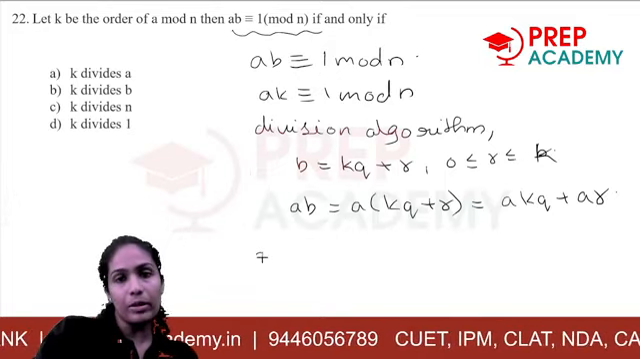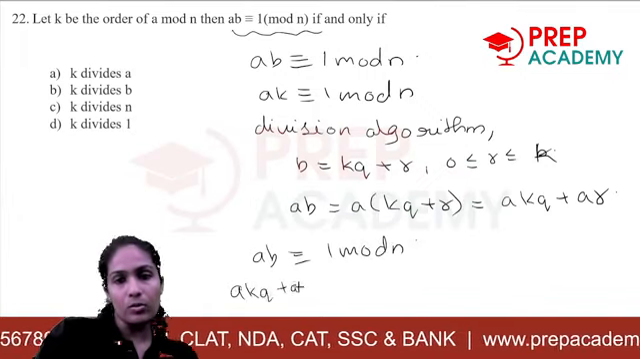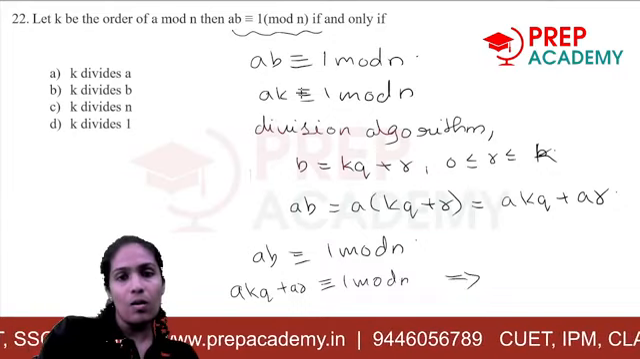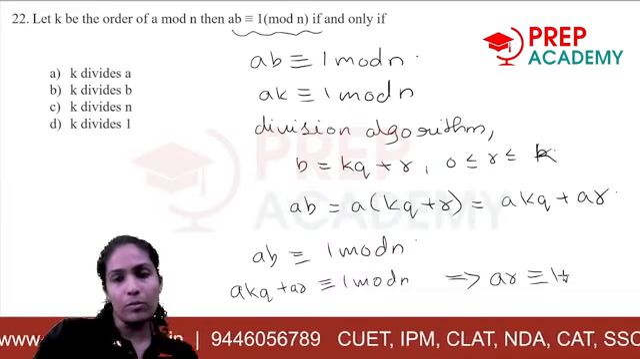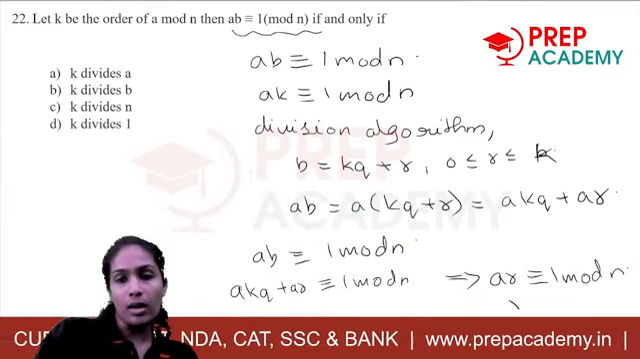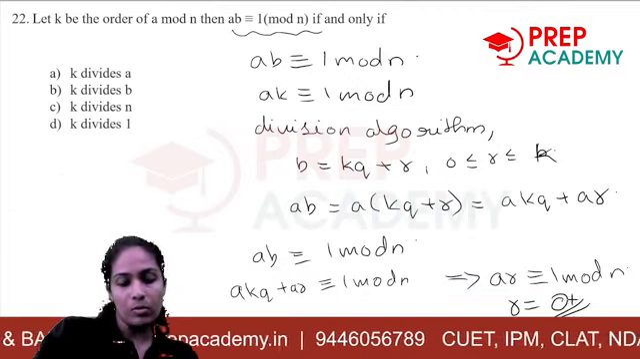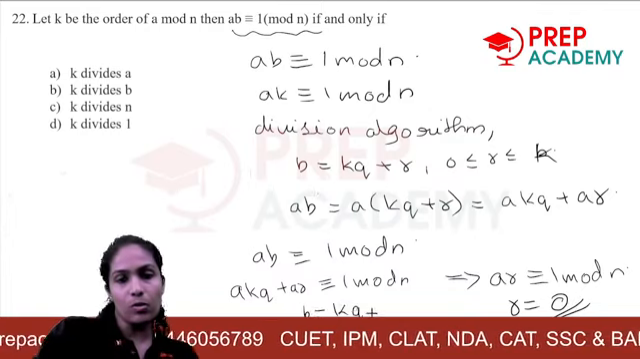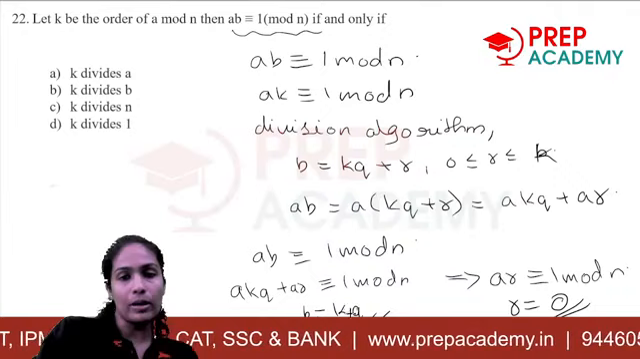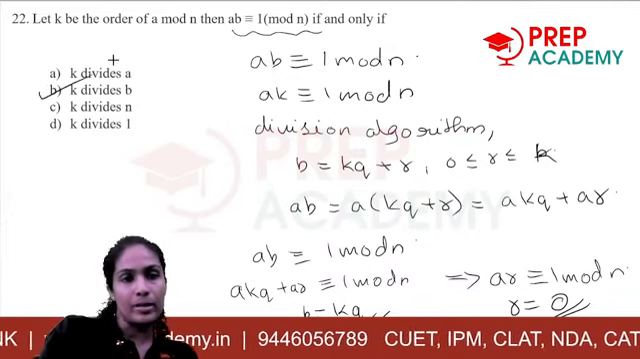But we know that ab is congruent to 1 mod n, which implies a^kq plus ar is also congruent to 1 mod n. But a^k is also congruent to 1 mod n, which implies ar is congruent to 1 mod n. Since ar is congruent to 1 mod n, r is equal to 0, that is the remainder should be equal to 0. So when remainder r is equal to 0, then b is equal to kq plus 0, or kq. That means b can be expressed as a multiple of k, or you can write k divides b. The correct option is option B, k divides b.